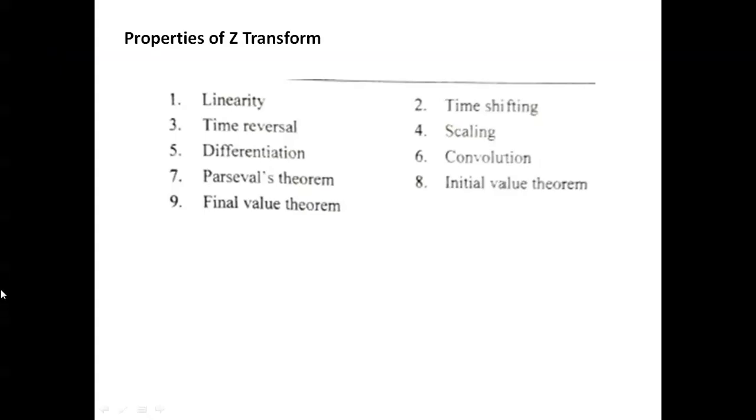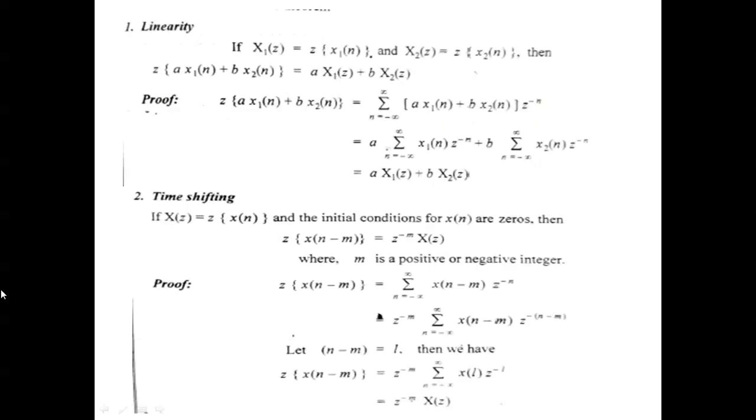So, properties of Z transform. There are nine properties for the Z transform: linearity, time shifting, time reversal, scaling, differentiation, convolution, Parseval's theorem, initial value theorem, and final value theorem.